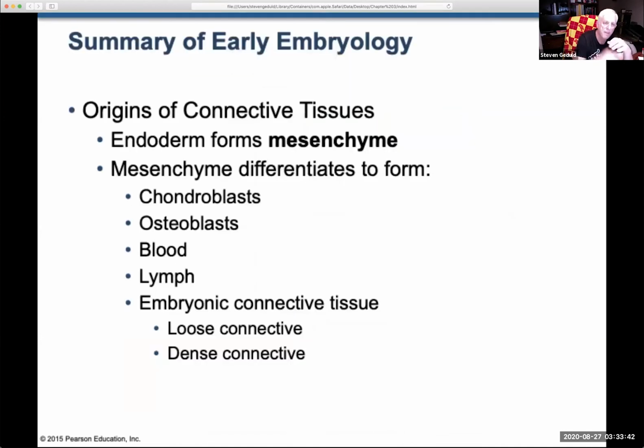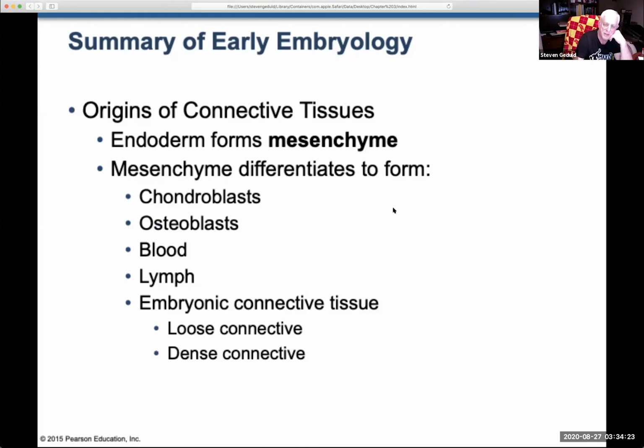Okay. Again, with embryology, the endoderm forms your mesenchyme. Mesenchyme are your stem cells. Mesenchyme differentiates to form your chondroblast, your osteoblast, your blood, your lymph, your connective tissue, which is loose and dense. Chondroblasts form cartilage. Osteoblasts form bone. Blood forms red blood cells and white blood cells. Lymph forms your lymphatic cells, lymphocytes, and your defense system. Goes in your B cells and your T cells. And connective tissue forms your loose and dense connective tissue that holds everything together under the epithelium.